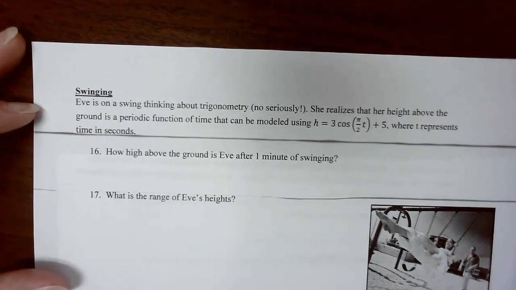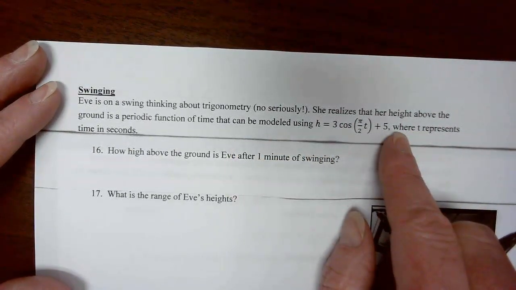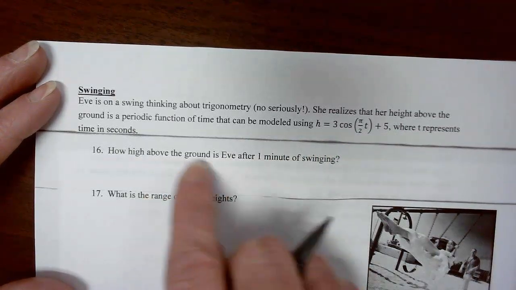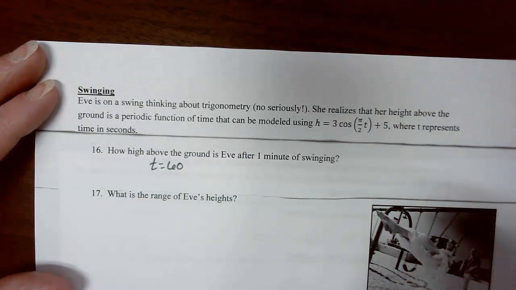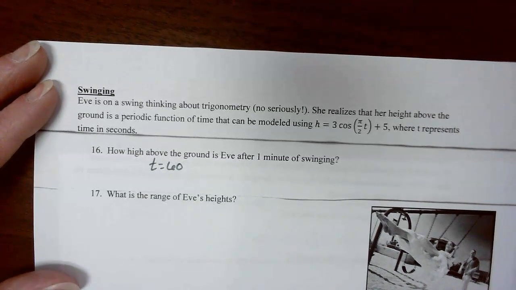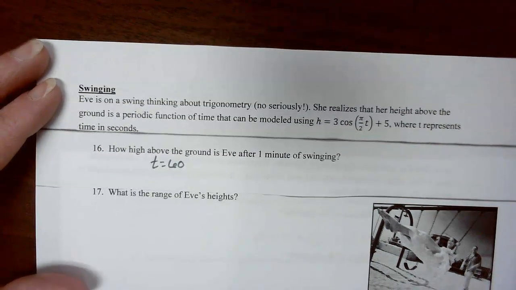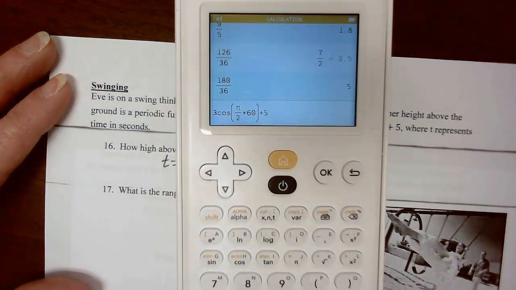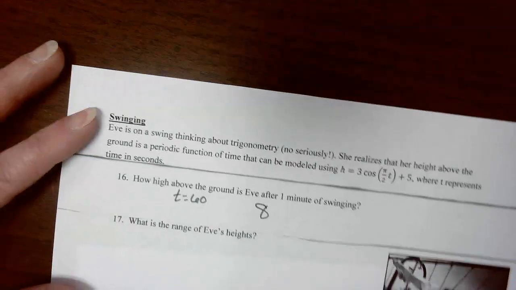Eve is on a swing thinking about trig. She realized that her height above the ground is modeled by this. How high is she after 1 minute? And so t is in seconds. We're trying to find out where she's at after 60 seconds. So you could either put the equation in your calculator and actually look at the graph, or you could just type in adding 60 in there, and I get that she's 8 off the ground.